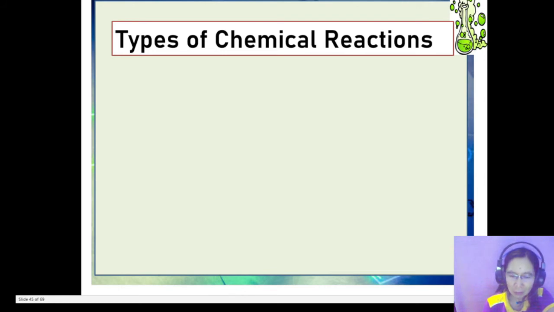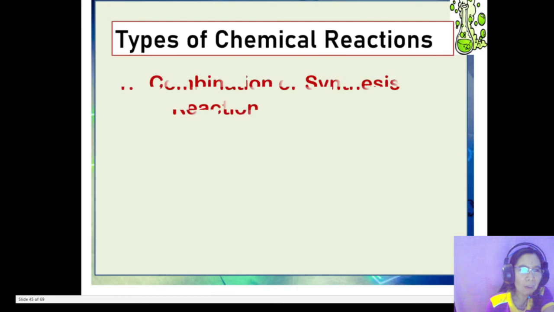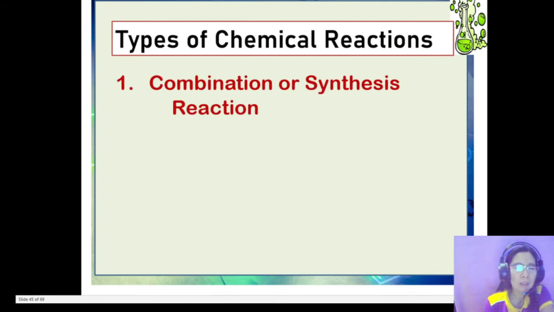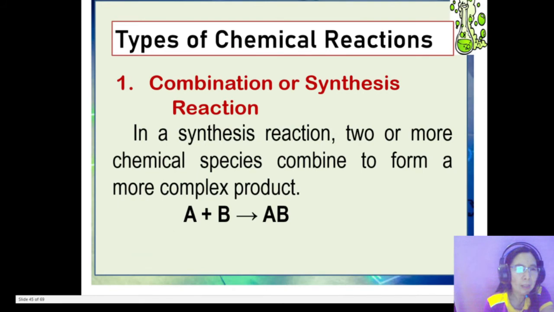Anybody can name some types of chemical reactions? Very good. A combination or synthesis reaction is one of the types of chemical reactions. Everybody must read what is a combination or synthesis reaction, please. In a synthesis reaction, two or more chemical species combine to form a more complex product. And the general formula is A plus B yields AB. So in this type of chemical reaction, there should be two reactants and there should only be one product. So 2 becomes 1. Okay? Combination or synthesis reaction: 2 reactants and 1 product for the first type of chemical reaction.